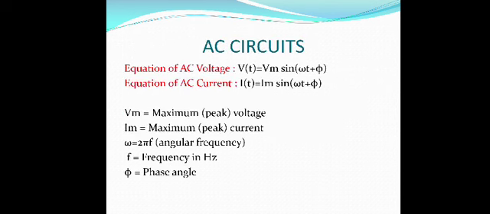Next, let us discuss about AC circuits. The AC waveform is represented using a sinusoidal waveform. So we can write the equation of AC voltage and AC current as V of t is equal to Vm sin omega t plus phi. And the equation for AC current I of t is equal to Im sin omega t plus phi, where Vm is equal to maximum voltage, Im is equal to maximum current, and omega is equal to angular frequency. Omega is equal to 2 pi f, where f is equal to frequency and phi here is the phase angle.